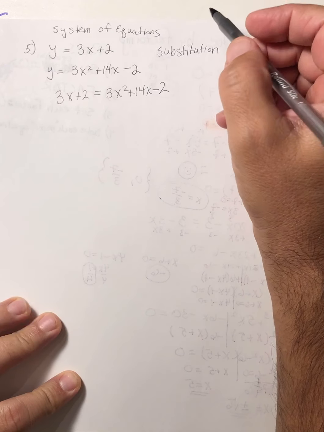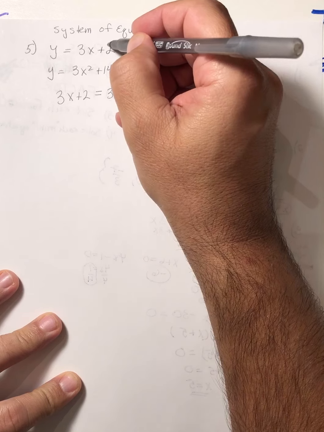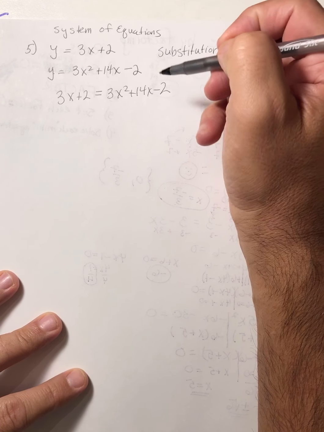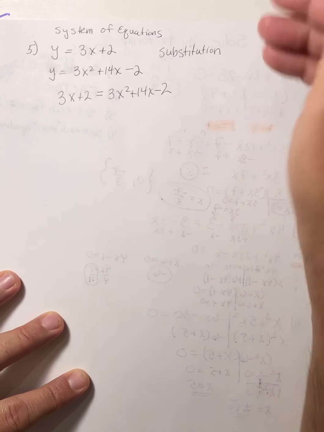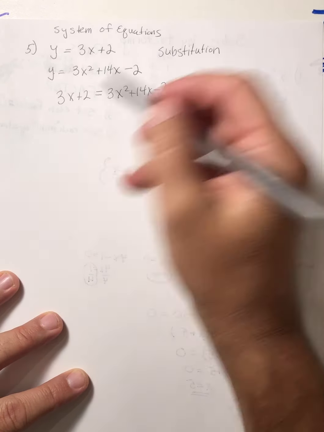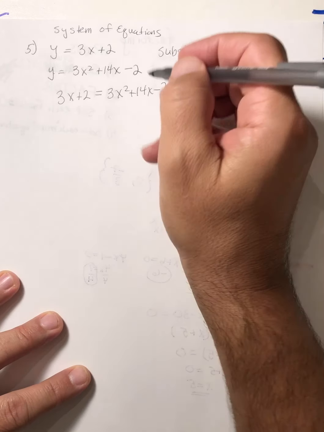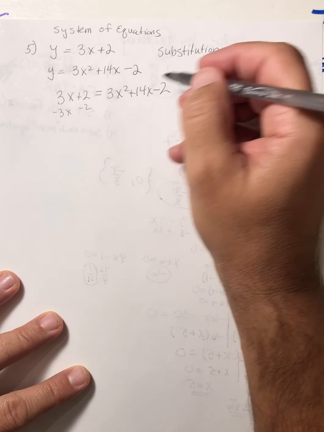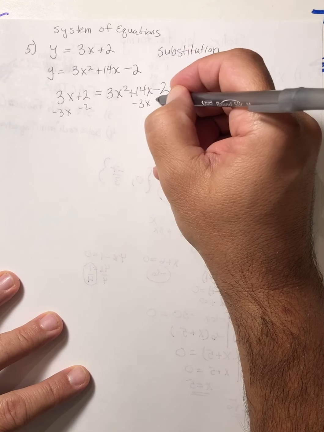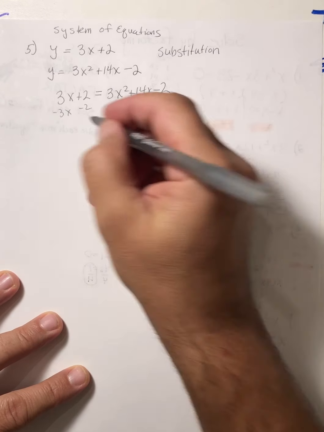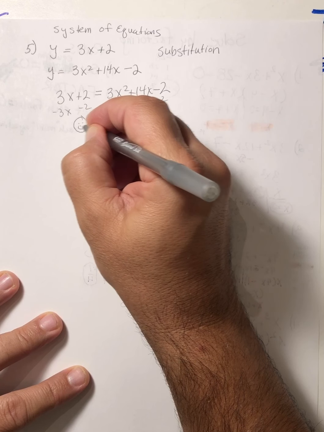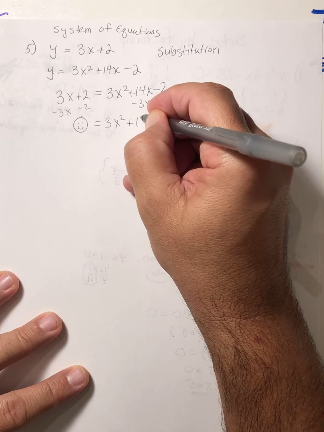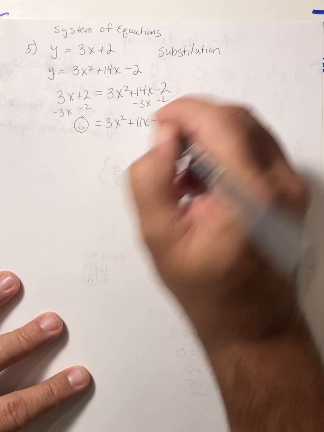All right, so we did the substitution. All we did was 3x plus 2, we popped it in right there. So now we're at our, just like we saw on the other side, we have to set this equal to 0. So I'm going to subtract the 3x, subtract the 2. 0 equals 3x squared plus 11x minus 4.